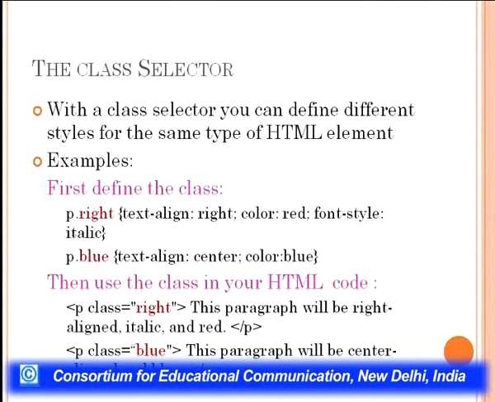So class becomes an additional attribute for that particular tag. Then you write the name of the tag, a period sign, and the name of the class, followed by the setting. Next time when you are using the tag, you only have to write p class and the name of the class which you want. So the same p tag can be modified further by giving it a class. So you can use different classes to define different styling elements for the same tag.